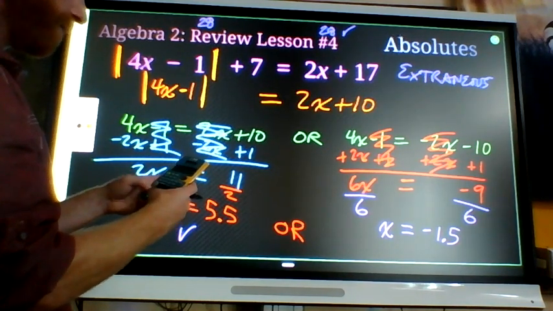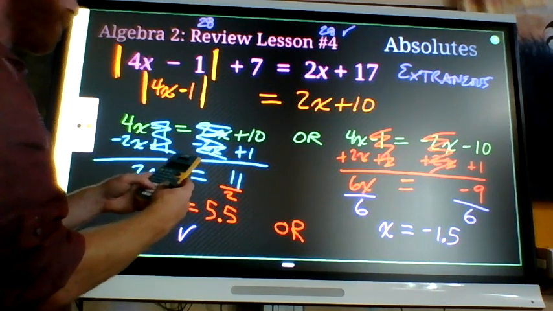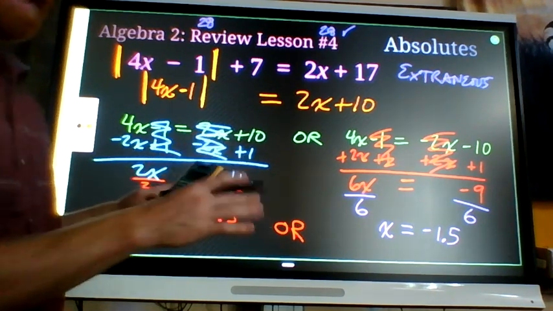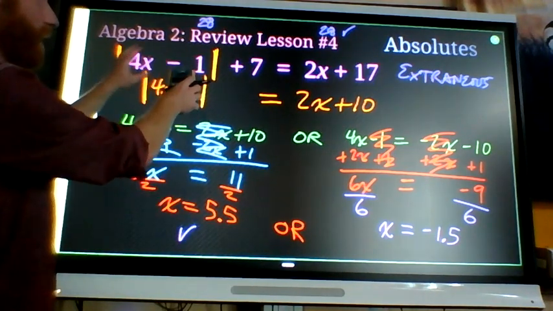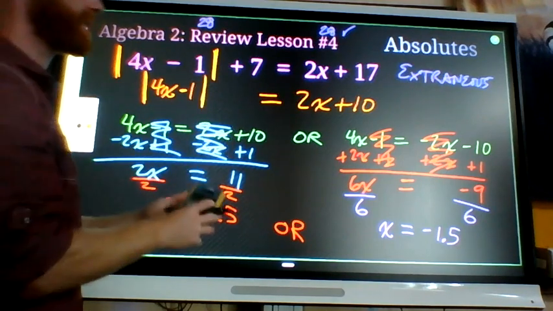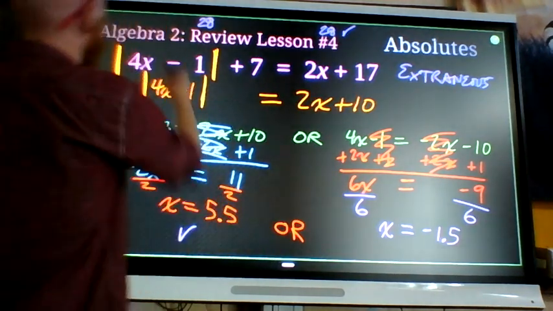4 times negative 1.5 minus 1 is negative 7. Now I need to flip that because the absolute value will make it positive 7. So positive 7 plus 7 is 14.